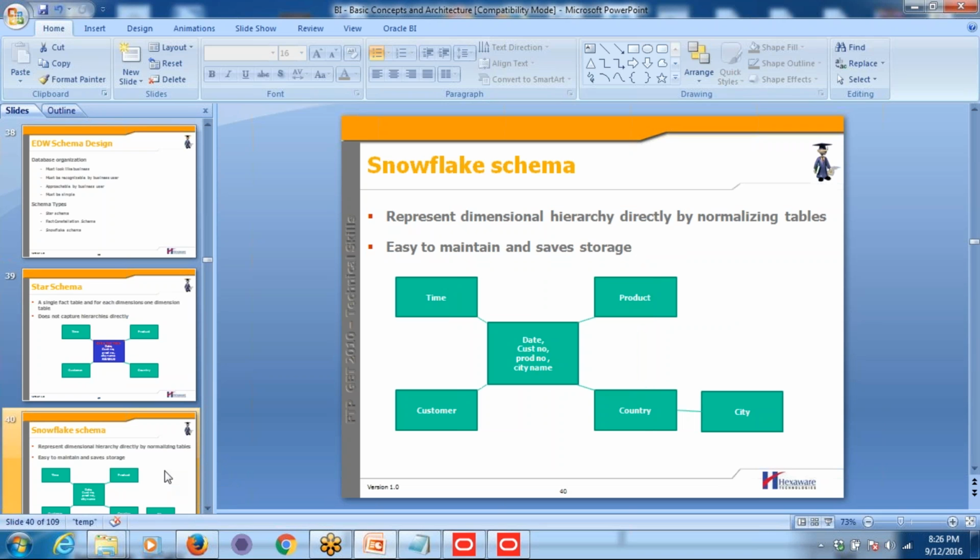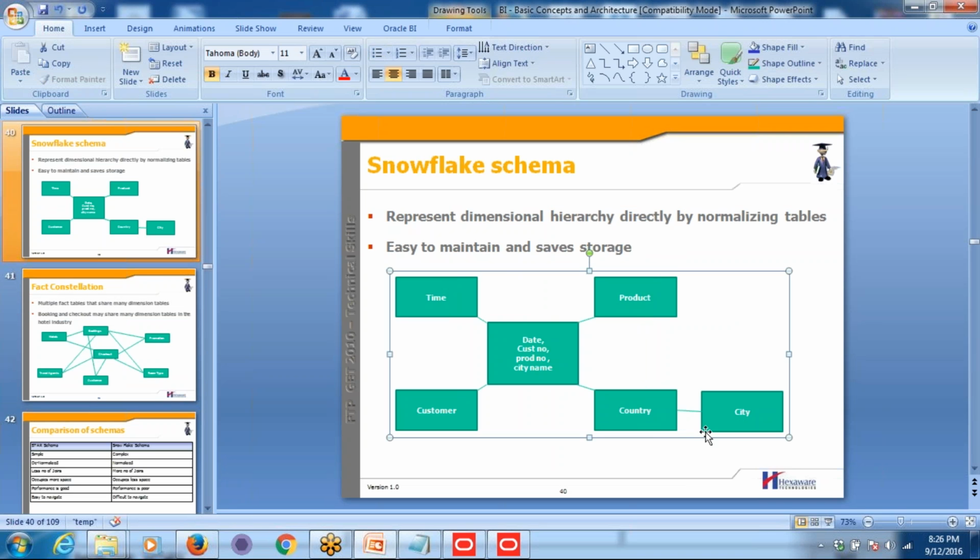Then you have a snowflake schema. A snowflake schema is an extension to the star schema. If you see, this country dimension is extended to city. So this way you are trying to normalize your country to the city. So this is your snowflake schema.